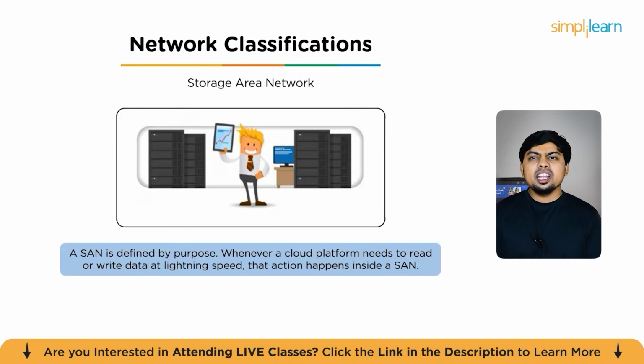Bringing it all together, a simple way to visualize the classifications: LAN, your home or office network; MAN, your entire city; WAN, your entire country or the whole world; SAN, the high-speed storage engine inside a data center. Each classification serves a unique purpose, and together they form the layered architecture of modern communication, from a small household to the global internet to hyperscale cloud platforms.